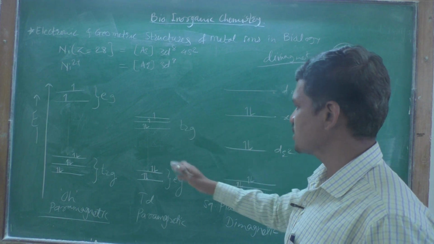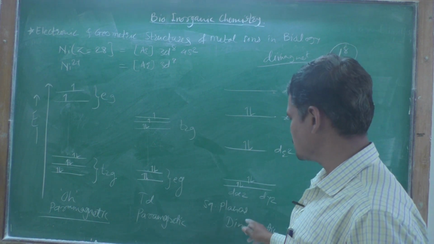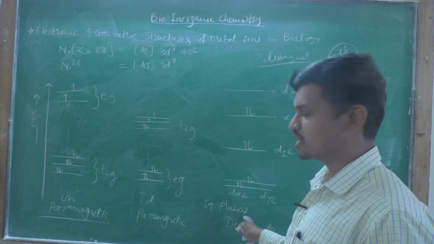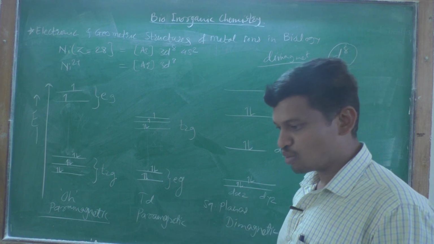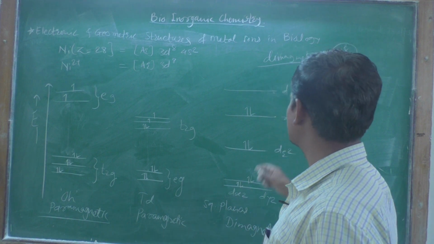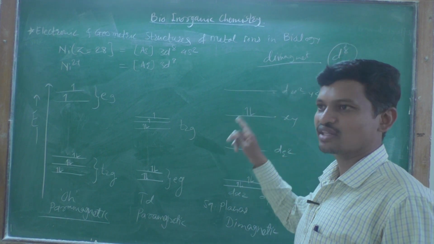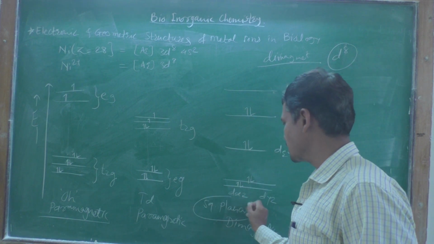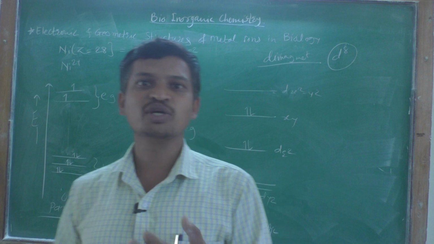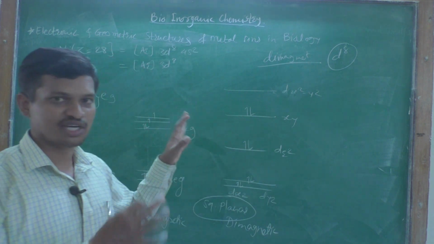So out of these three possibilities, only this possibility, which has square planar geometry, is diamagnetic in nature. This means the conclusion can be drawn that in that protein structure, the metal center has square planar geometry. This is the conclusion that can be drawn from this study.